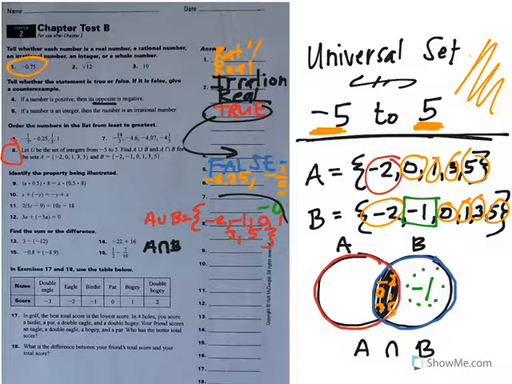So actually A shares everything. So intersect is what do they share? And your answer is this. Negative 2, 0, 1, 3, and 5.